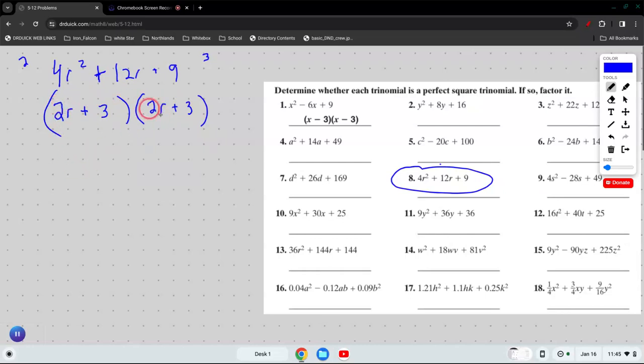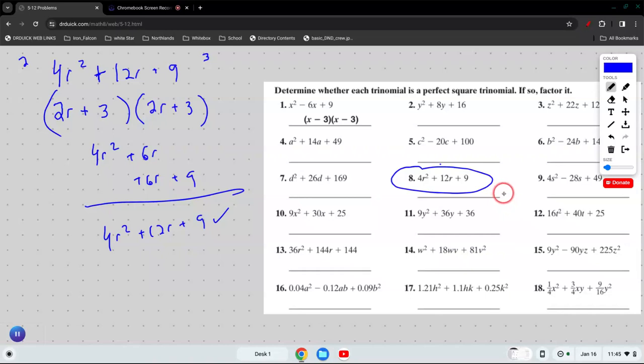Factor it. Let's see what happens. 2r times 2r, 4r squared. 2r times 3 is plus 6r. 3 times 2r, plus 6r. 3 times 3 is plus 9. Add them together: 4r squared plus 12r plus 9. Check. Makes sense, right? I'm going to try this real wackadoodle one down here. Let's see what this looks like.